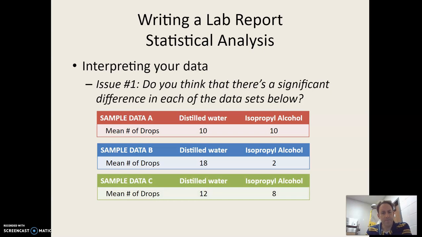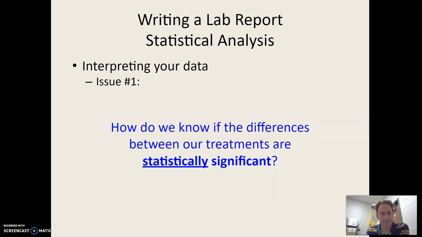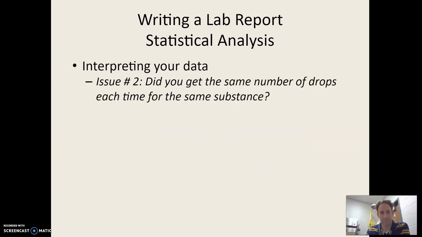How about this one though? Let's suppose you get 12 drops on the penny for distilled water, but only 8 for isopropyl alcohol. Is that different? This is where it becomes kind of a gray area. It's like when you flip a coin 10 times. You should get 5 and 5, but you might get 6 and 4. You might get 7 and 3. So at what point do we actually say there is a difference? The way we'd phrase that in this class is, how do we know if the differences between our treatments are statistically significant?